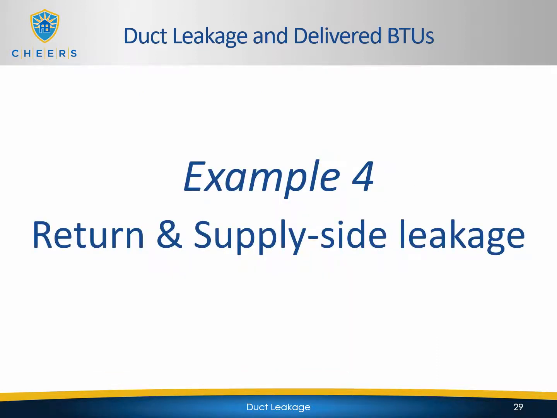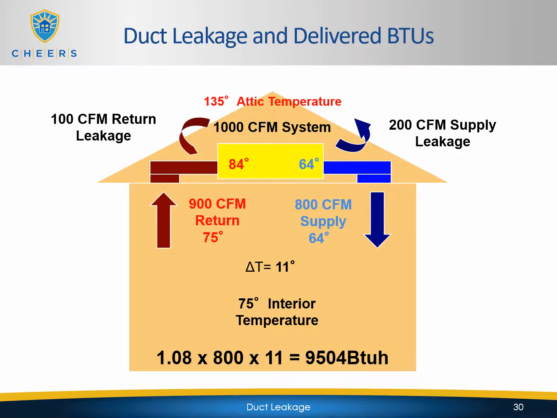So in our fourth example, you have return and supply side leakage. Same house, we still have a 1000 CFM system, we still have 75 degrees inside the house, and we still have 135 degree attic temperature. We're leaking 100 CFM return leakage and 200 CFMs supply leakage.